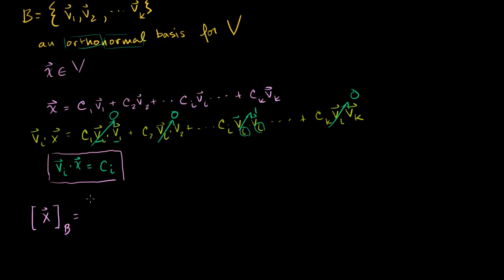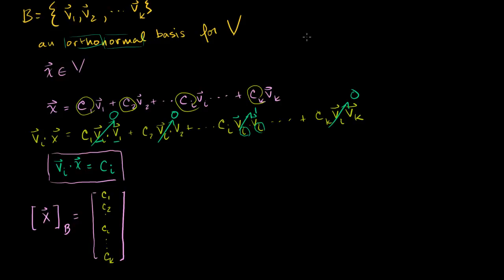The coordinates are just going to be the coefficients on the different basis vectors. This is all a bit of review, right? It's going to be c1, c2, you're going to go down to ci, and then you're going to go all the way down to ck. You're going to have k terms because this is a k-dimensional subspace. Now, normally this is not such an easy thing to figure out. If I give you some vector x, we've seen it before.